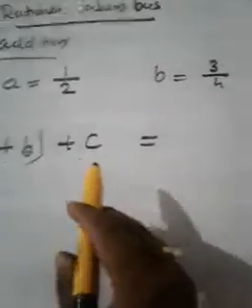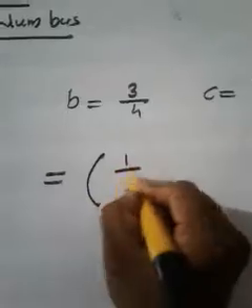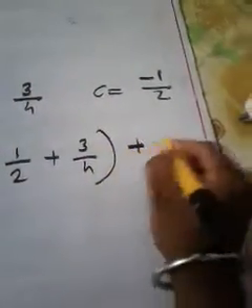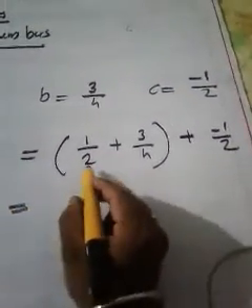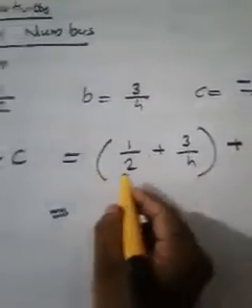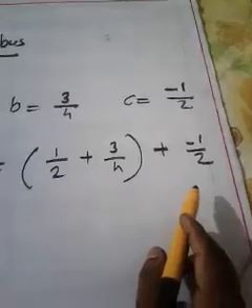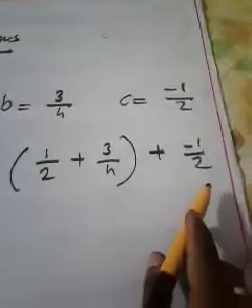So let me show that. First I need (A plus B) plus C. A is 1 by 2 and B is 3 by 4 and C is minus 1 by 2. You just see once again, A plus B is inside the bracket. That's why A is here. Our A is 1 by 2 and B is 3 by 4. I kept it in a bracket, and C is minus 1 by 2. Is there any problem? No. As I told you, A plus B should be in a bracket, and C is separate.